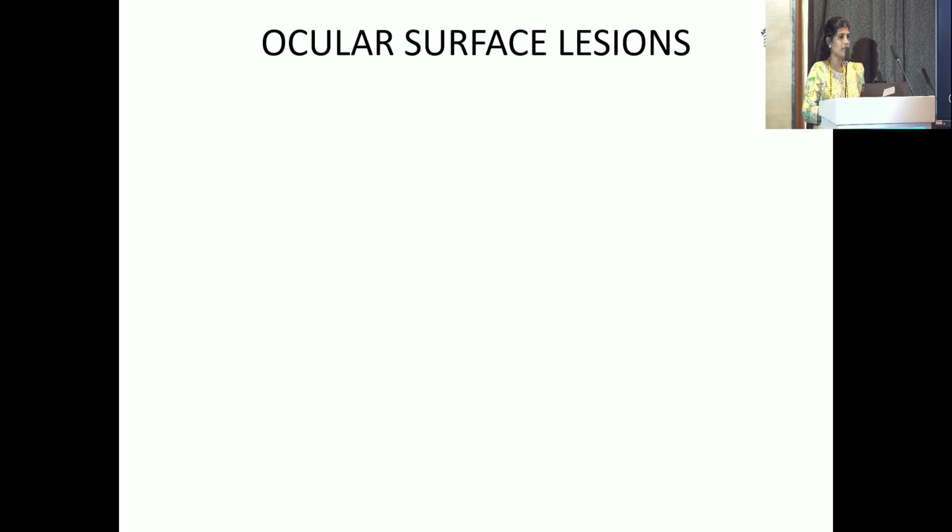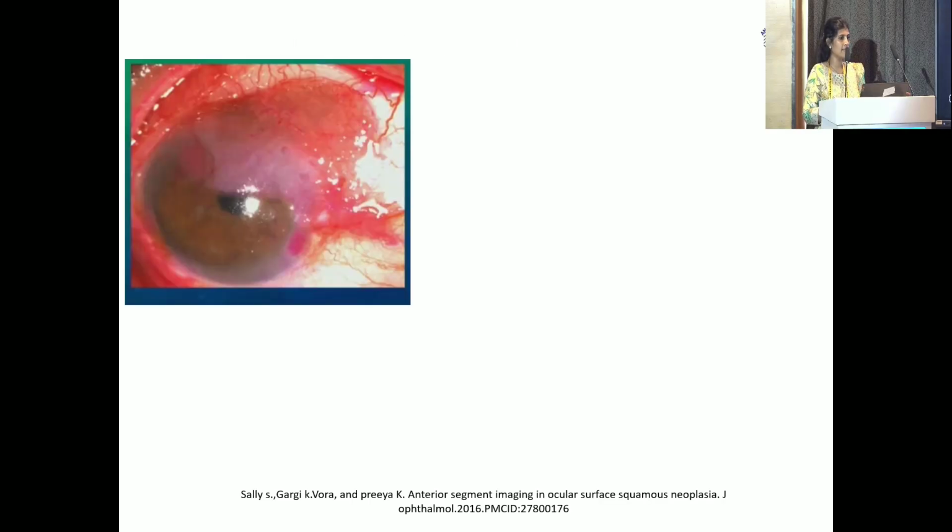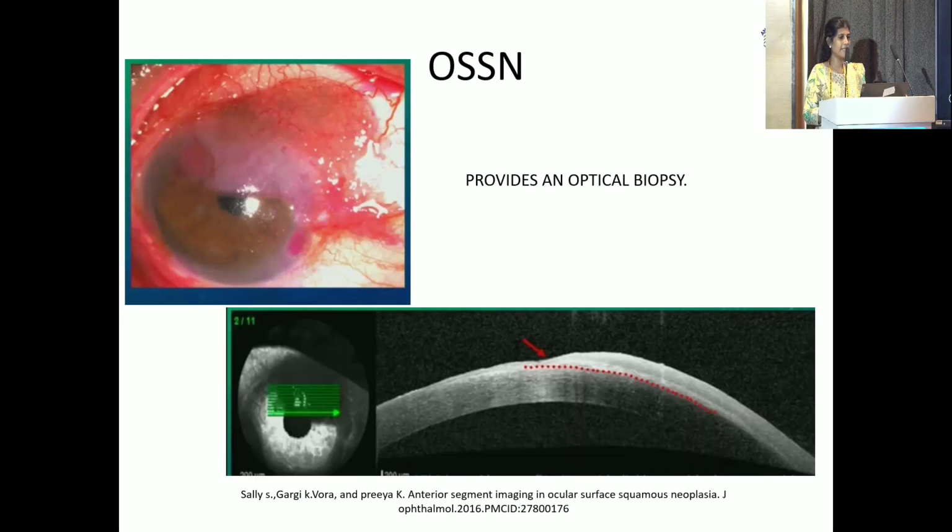Coming to the diagnosis of ocular surface lesions. This is a case of OSSN, where the lesion is spreading from the conjunctiva to the limbus onto the cornea. We can say AS-OCT gives us an optical biopsy in this case, where we can see an abrupt transition from normal to abnormal epithelium, hyperreflectivity of the epithelium, and the underlying structures clearly demarcated. So it is a non-invasive method to find out that this is an OSSN.